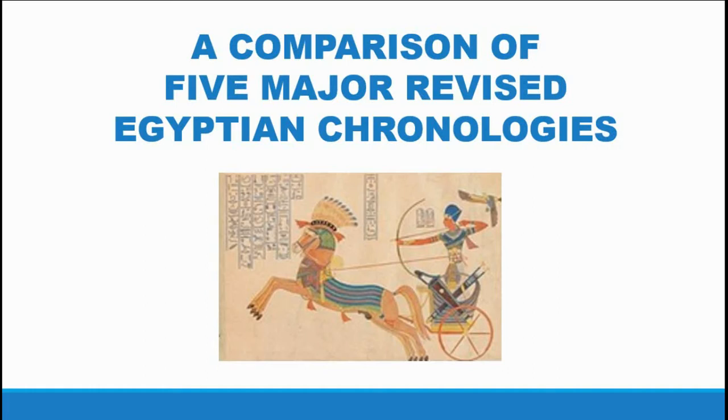In this video, I'd like to give a brief history of the revised Egyptian chronology movement and explain the different methodologies used by 5 different revised chronologies. They represent the various ways to solve what I refer to as the squeeze of dynasties problem.